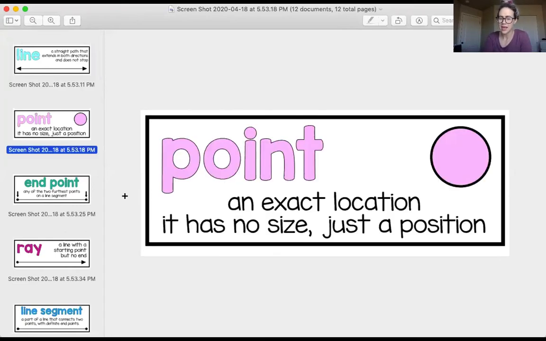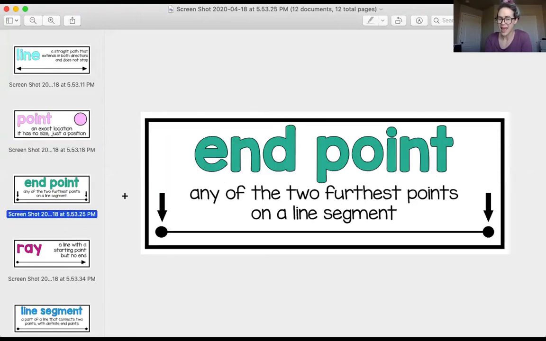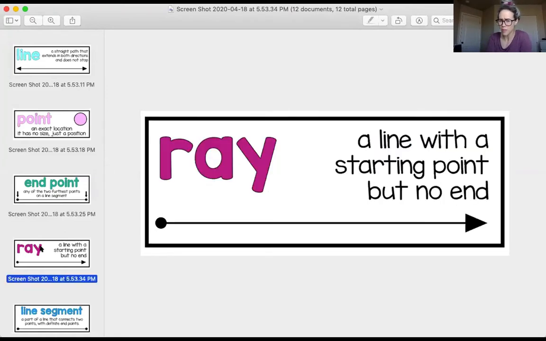A point is an exact location. It has no size, just a position. When you put it on there, it's not like it has to be a certain size. It just marks a position. An endpoint is any of the two furthest points on a line segment, which we'll talk about in a second. Often in a number line, we'll have endpoints. A ray is a line with a starting point, and that one point with the arrow just keeps going and going and going. It doesn't have an end.